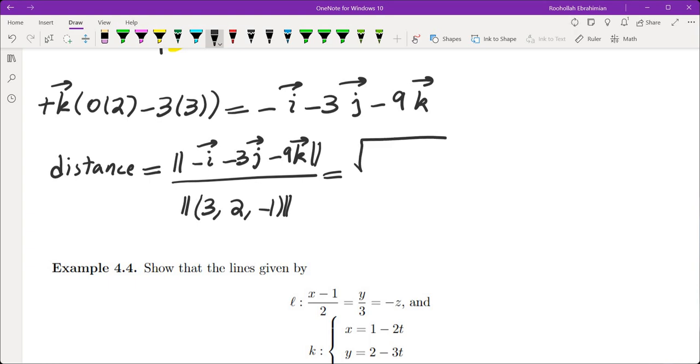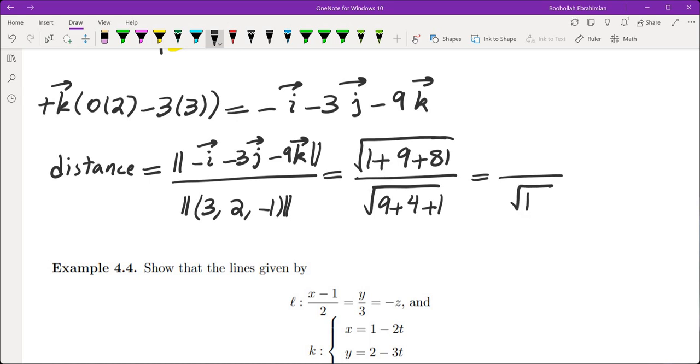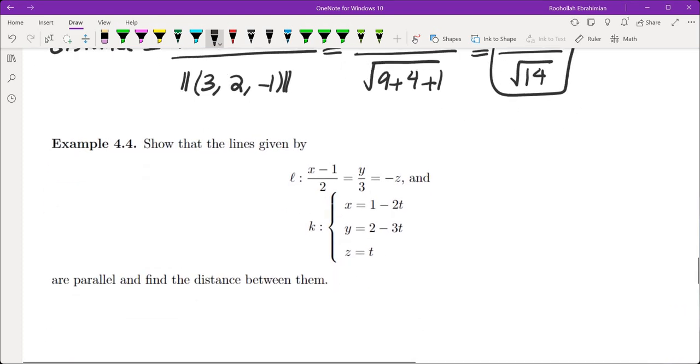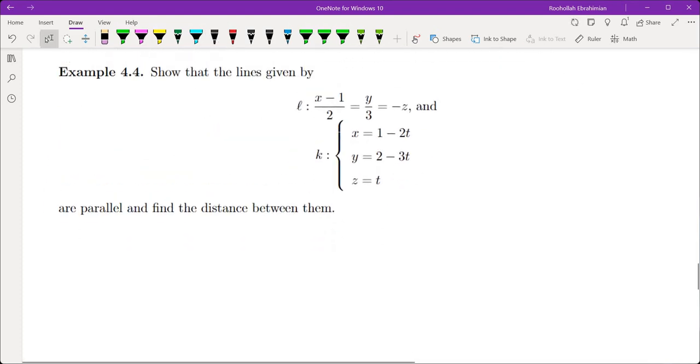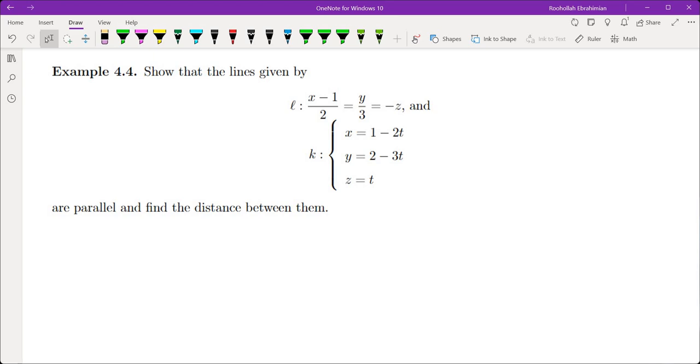Okay, so this is going to be root of 1 plus 9 plus 81 divided by root of 9 plus 4 plus 1. So this is root 14 at the bottom, and the numerator is root 91. So this is our distance. Okay, so let's do one more example. Show that the lines given by these are parallel and find the distance between them.